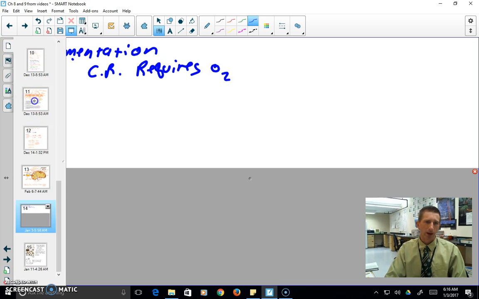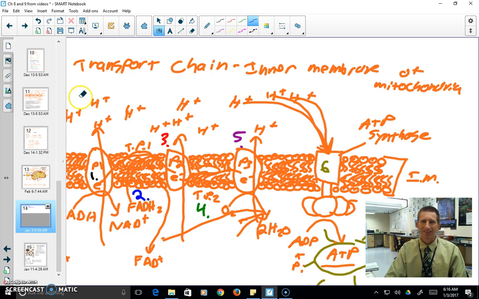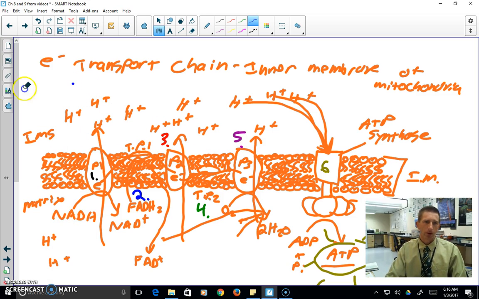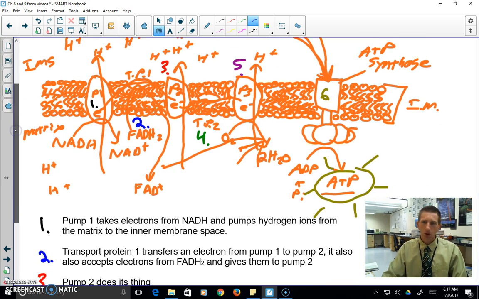So if we look back at the electron transport chain, we can see right here we have our oxygen that picks up this electron from pump 3 and gets made into water. That's where oxygen comes into this whole entire process.